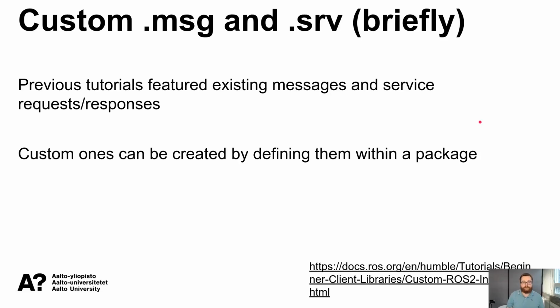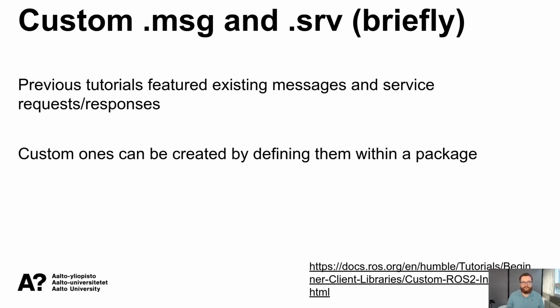Okay, so ROS comes with a very good set of existing standard message types and interfaces, but of course oftentimes you run into a situation where you have to create your own custom ones based on whatever it is that you're doing. All the previous tutorials and content shown have been using the existing standard messages and service requests and responses. So let's take a look at how you would actually go about creating your own custom ones.